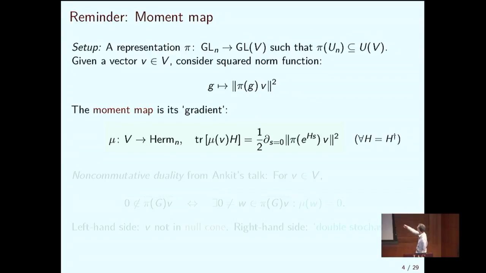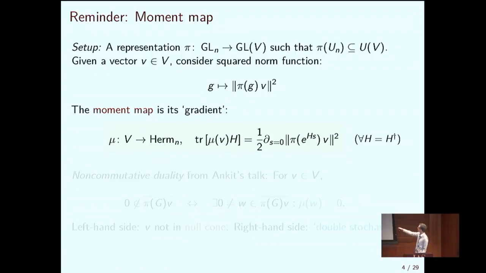So what we do is we take a Hermitian matrix H, we look at e to the Hs, we look at what it does in the representation to this vector V and how the norm squared changes. Okay, and so the change in first order is this object. I add this factor 1/2 for no good reason. And so we can assemble all these derivatives into a joint object, into a single matrix, and that is just a gradient.